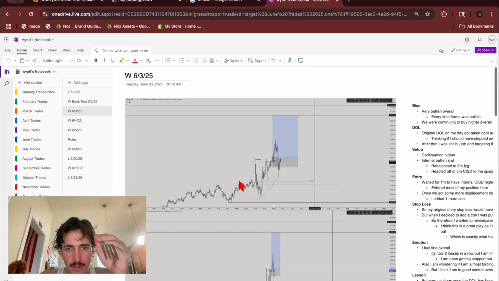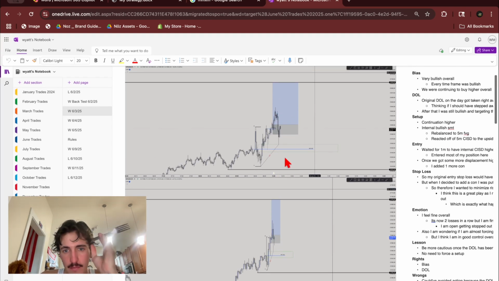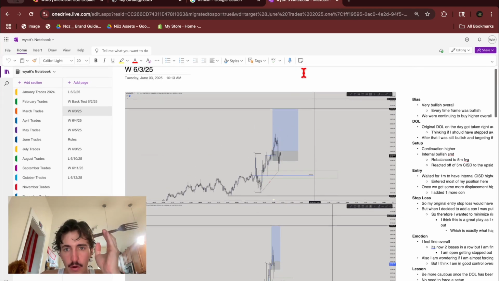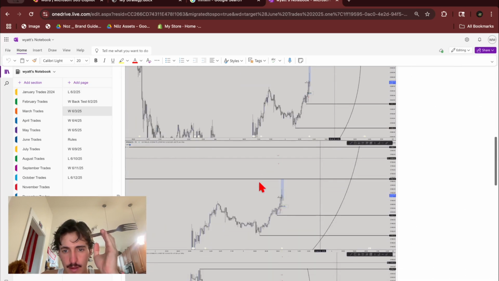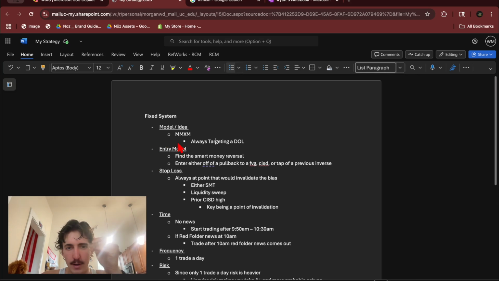This one. Right here, look. So I don't have the picture of it. But as you see, I ended up getting stopped out and we ended up running all the way up to the high. I don't have that on here, but it did happen. So that's kind of the point. So the model is the market maker model, right? You got to identify that first.